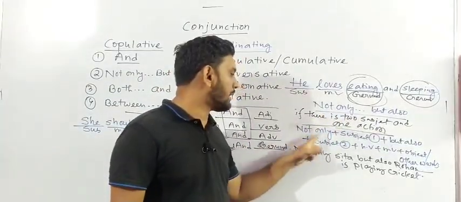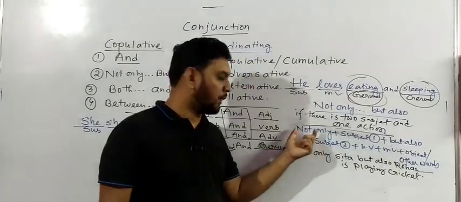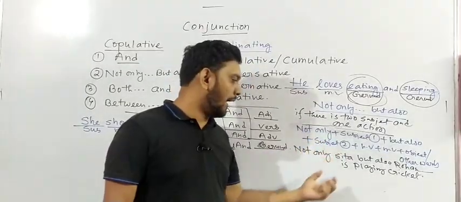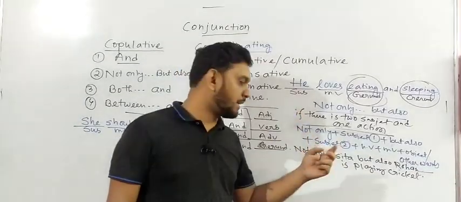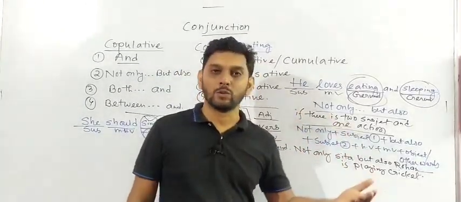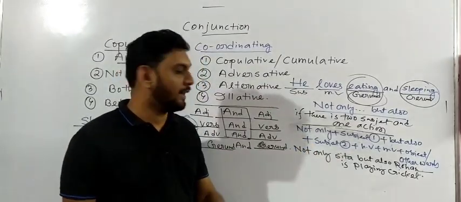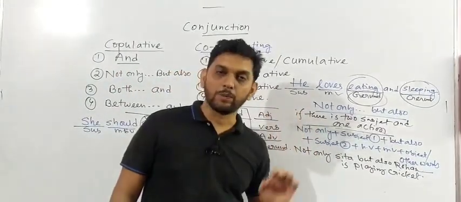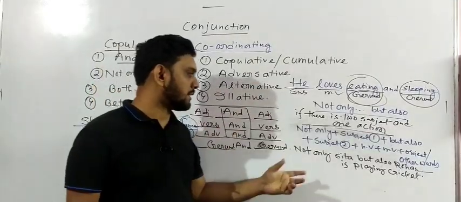Already I have written over here, if there are two subjects and one action, the structure is also written here. When there are two subjects and they perform a single action, in that case you have to use this structure. Got my point? And this is known as a copulative coordinating conjunction.